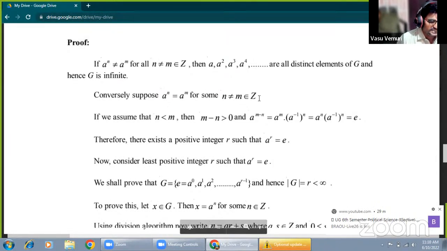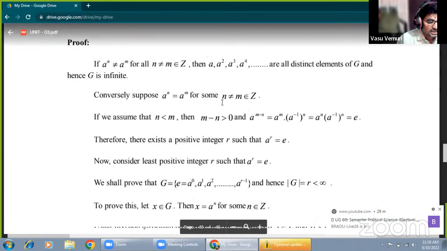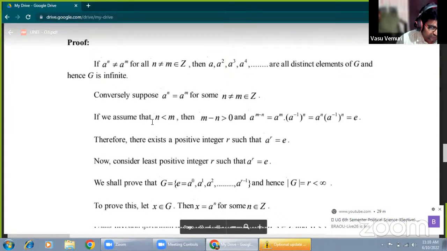Now there are two integers here. Suppose n is less than m. N less than m means m minus n is greater than 0. Subtracting n from both sides, n minus n is 0, which is less than m minus n. And on the reverse side, m minus n is greater than 0.